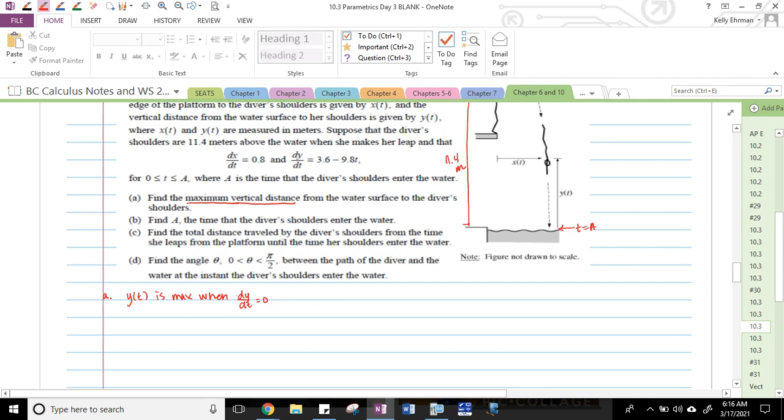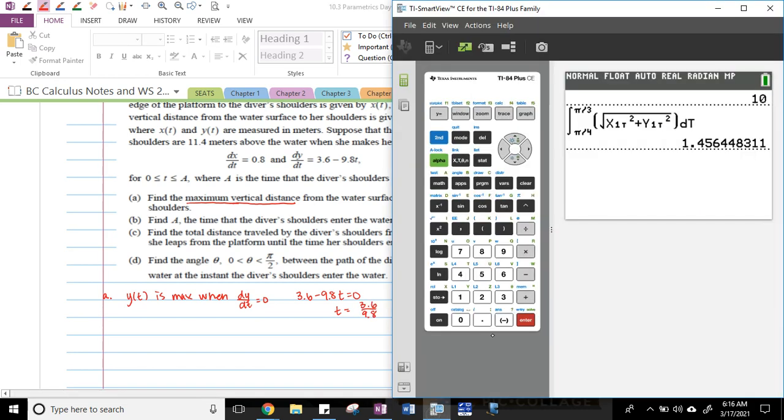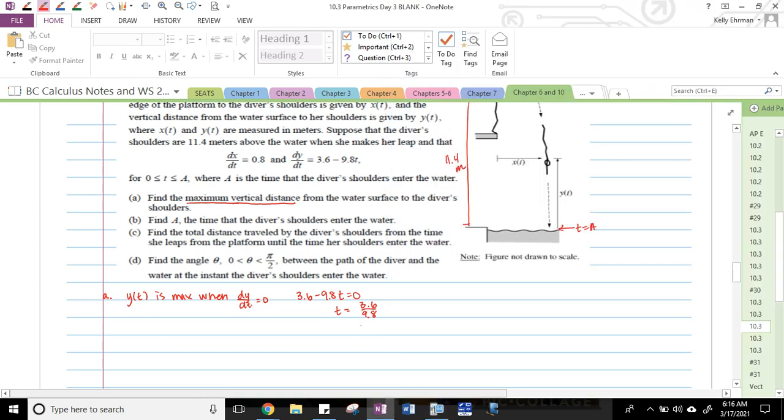So when does that happen? The dy/dt equation is just 3.6 minus 9.8t equals 0. So t equals 3.6 divided by 9.8. We can round that, so that's at about 0.367.